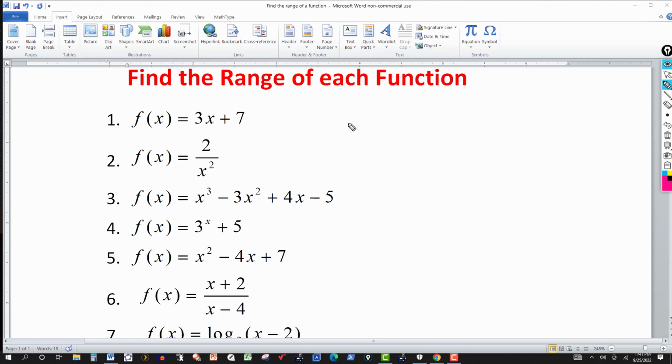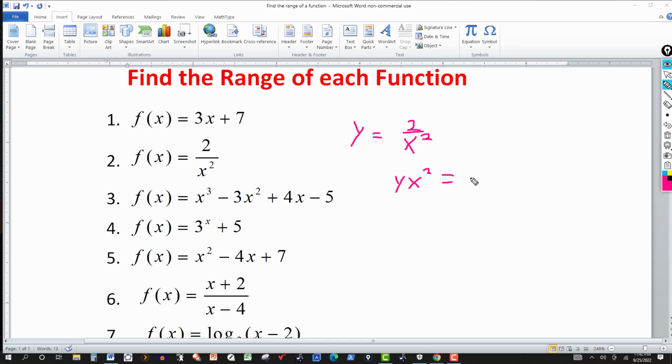Now the next one, the y. Again, I'm just using the y instead of the f of x. Again, easy to find the domain in this one. You can see x cannot be 0. So let's look at what the range is going to be like. So let's multiply both sides by x squared.